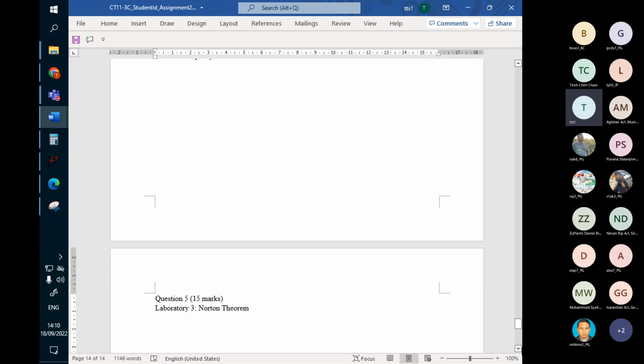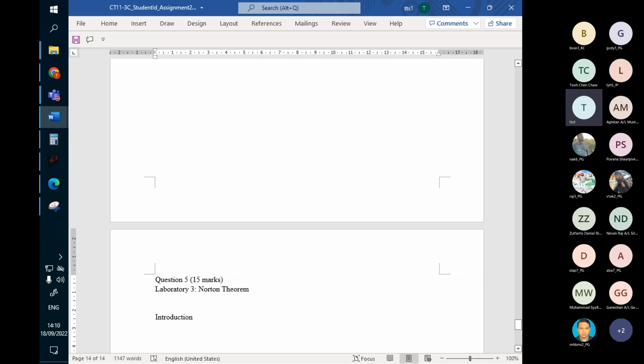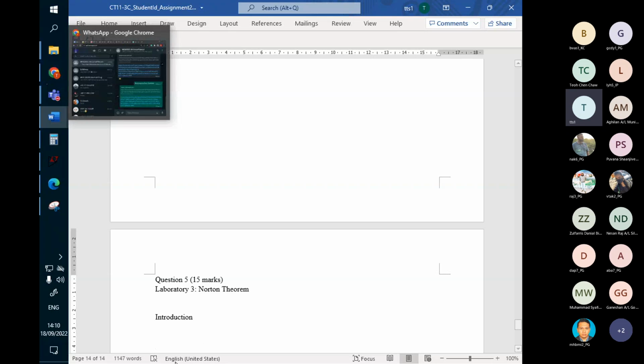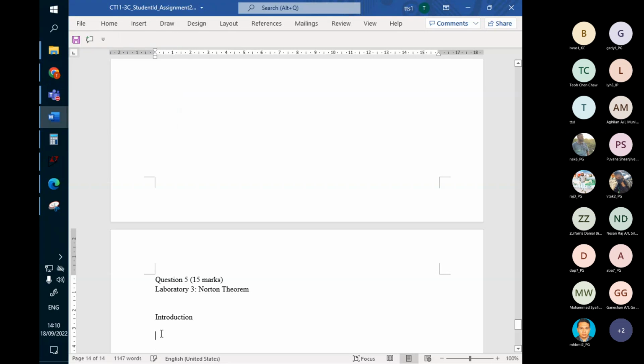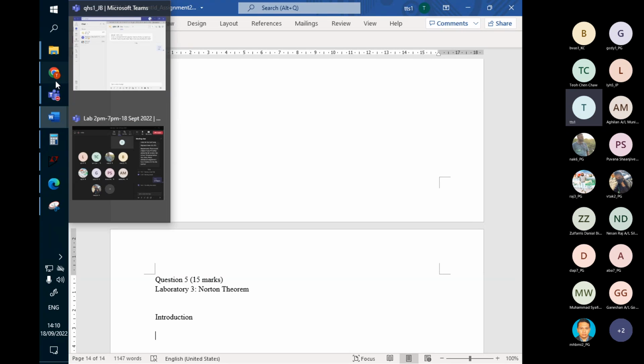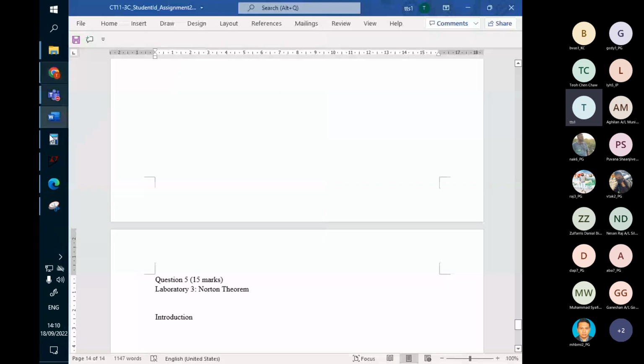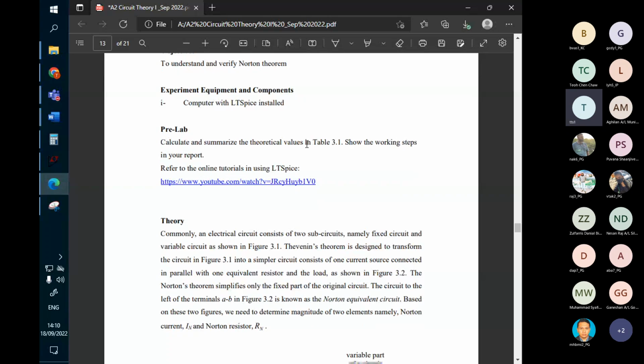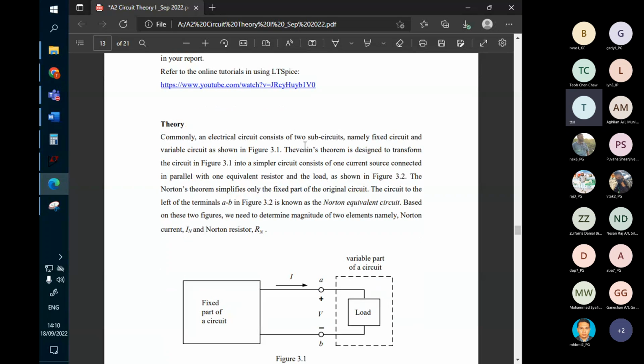Okay. Starting with the introduction section, I think this one you have to do yourself. I'm going to use most of my time on the lab session, not on this report writing. So let's come back here again, but I'm going to show you some examples.